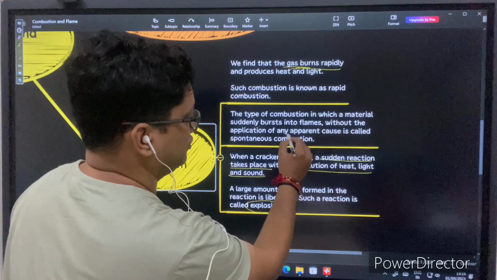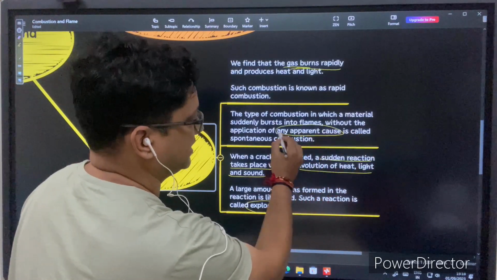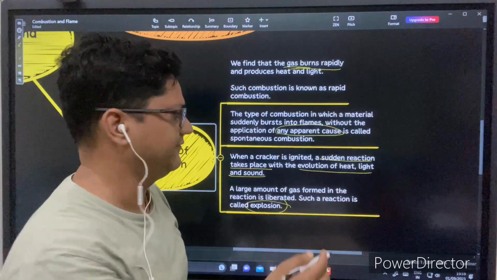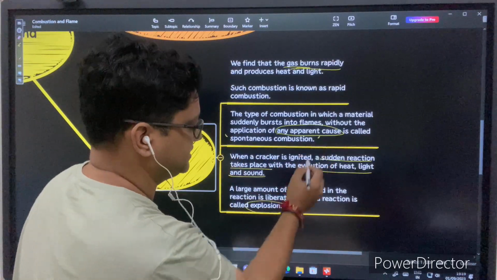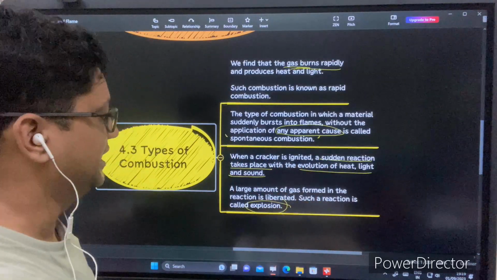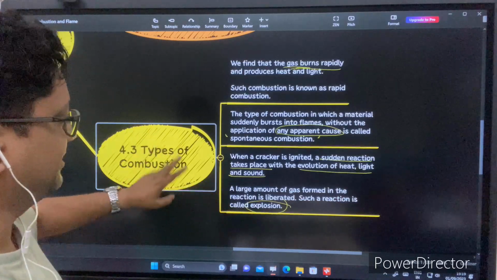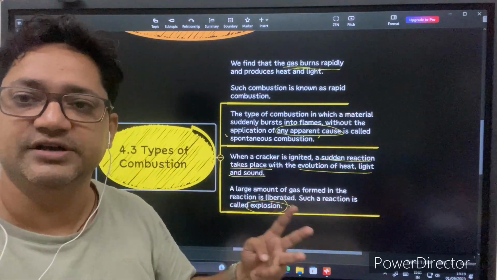Those types of combustion are called rapid combustion. Second, where no apparent cause is required, it can catch fire by itself, and that is what is called spontaneous combustion. And the third one is the explosion. So there are three types of combustion. 4.3 is done.